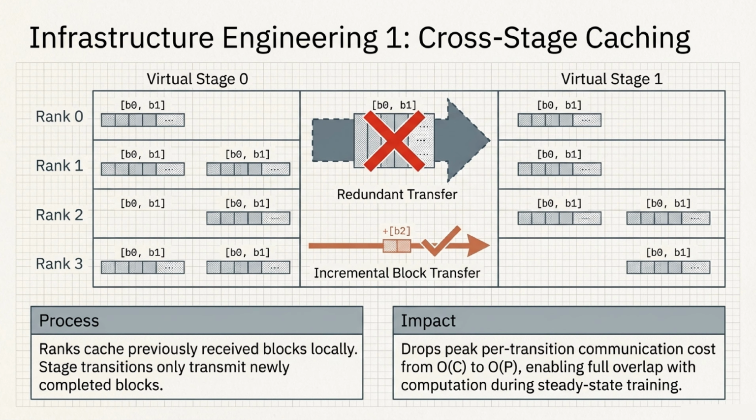Making this work requires serious infrastructure engineering. The first piece is cross-stage caching. In a pipeline setup, sending full history across stages causes redundant data transfers. Instead, we have ranks cache previously received blocks locally, meaning stage transitions only transmit newly completed blocks. This drops the peak per transition communication cost dramatically, enabling full overlap with computation during steady-state training.